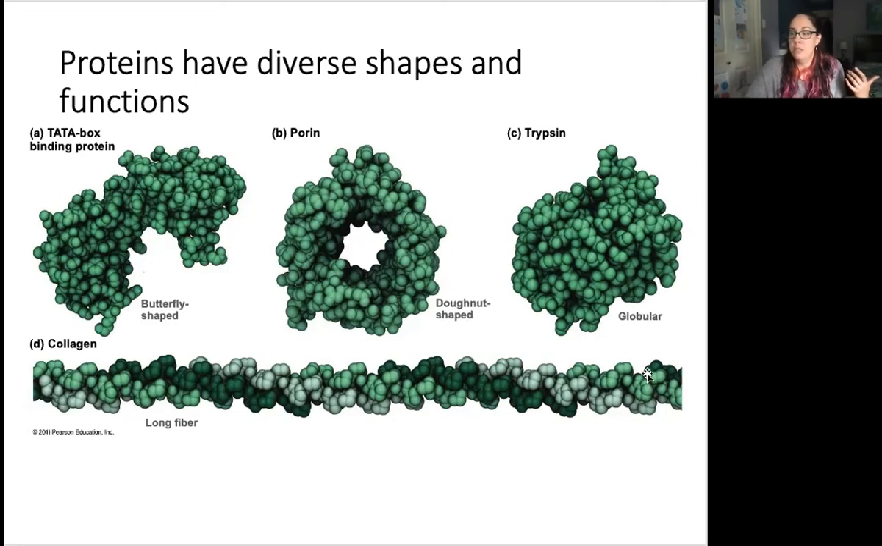And then this is one that's fibrous. So collagen is our major connective tissue in animals. This is what holds us all together. Just like cellulose was this long fiber structure that's really strong for plants, this is ours. This is our long fiber, except it's made of protein.